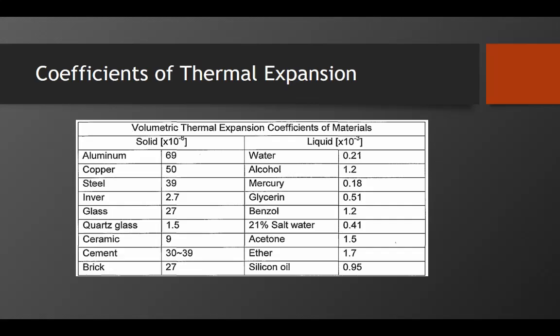When you look at some of our other liquids, like ether, the thermal expansion is higher. If you go over to your solids, you'll notice that we have aluminum, which has a very high thermal expansion coefficient when compared to something like quartz glass, which has a 1.5.